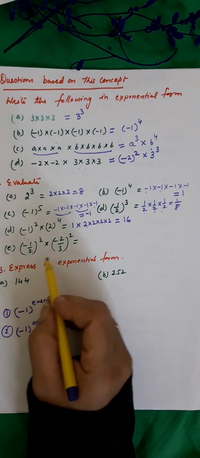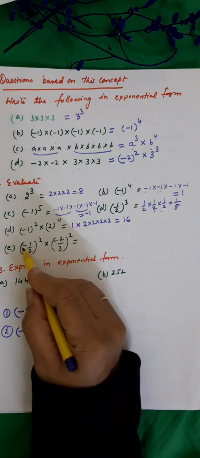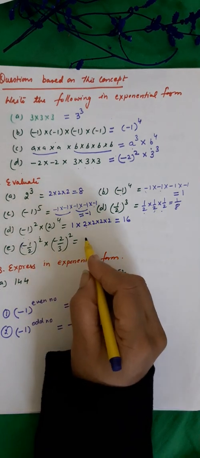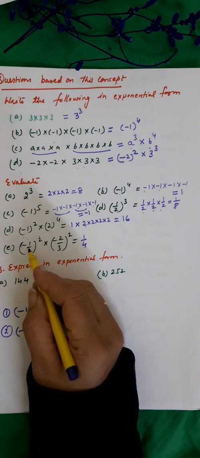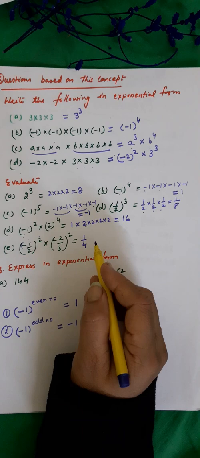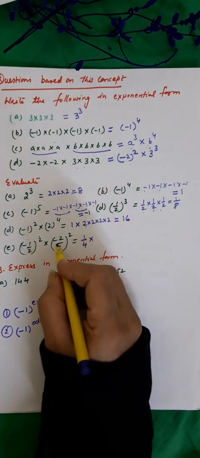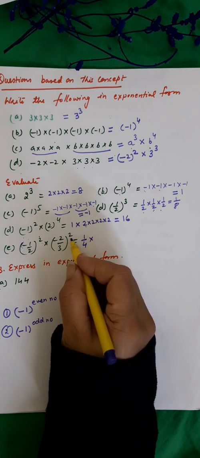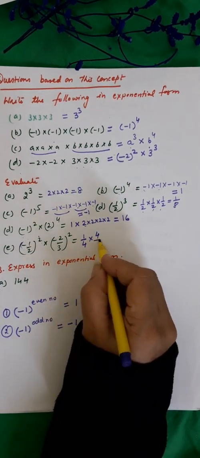Here, let's try one more. So I have here minus 1 raised to the power 2. Since minus 1 raised to the power 2 is there, it will become 1. So I have here 1 upon 4, because minus 1 upon 2 raised to the power 2 is going to be minus 1 upon 2 into minus 1 upon 2, which will give me 1 upon 4, into minus 2 upon 3 raised to the power 2. Minus sign will become positive because power is even, and 2 into 2 will give me 4. 3 into 3 will give me 9.